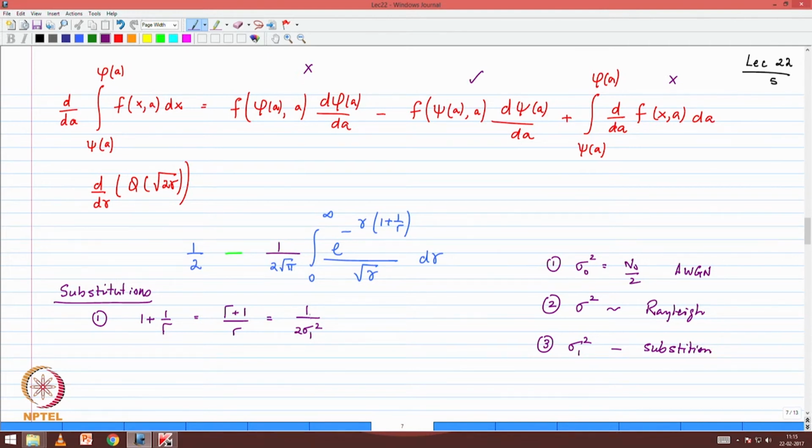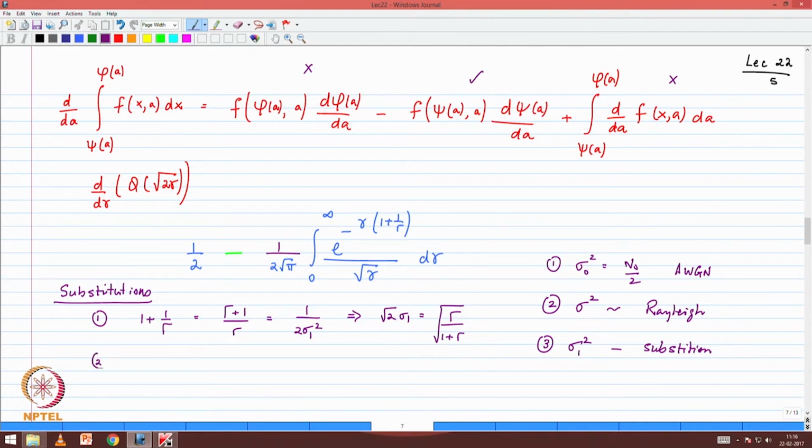Okay, so basically, if I were to write this down, I will get root 2 sigma 1 is equal to square root of gamma divided by 1 plus gamma. Square root of 1, okay. So that is one substitution.